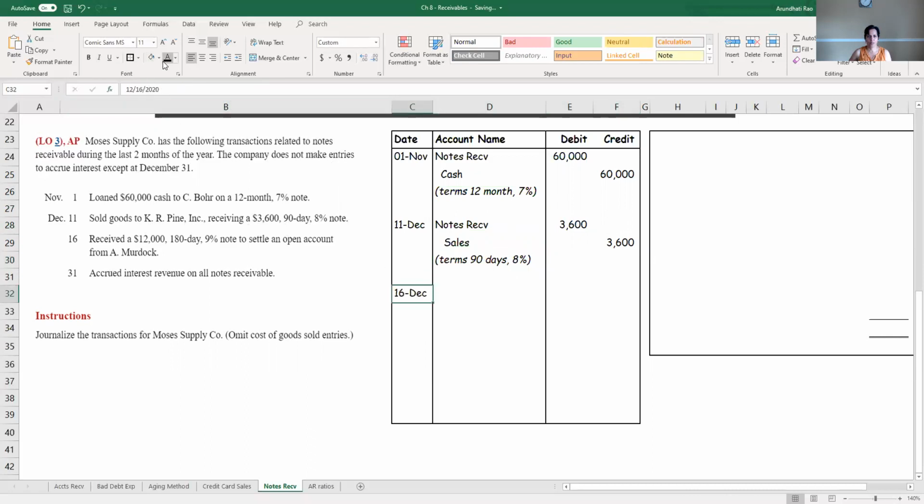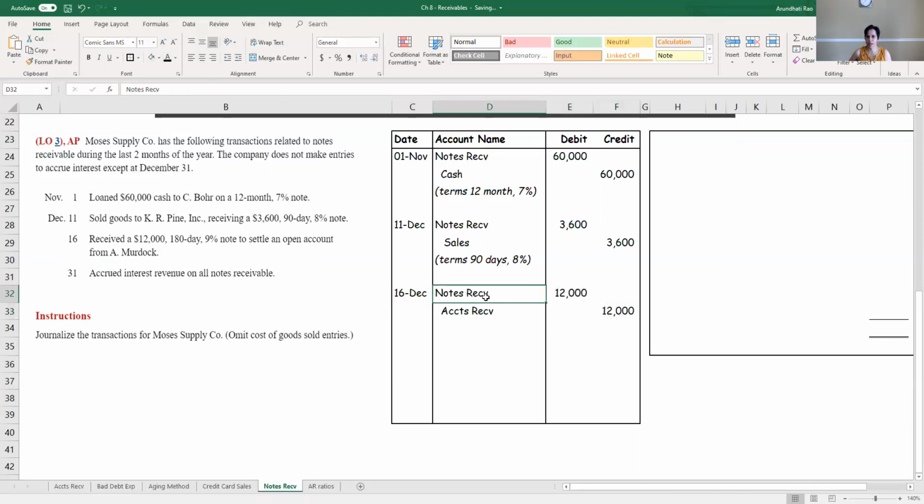The next transaction I have is on the 16th. I have received a $12,000 180-day note, 9%, to settle an open accounts receivable. So Murdoch Company owed me money, $12,000. It was due on December 16th. Obviously, they couldn't make the payment, so they're saying they need an extension. We're giving them a 180-day extension. But now what we're saying is we're going to charge you 9%. Remember, on accounts receivable, we typically do not charge interest. But on a notes receivable, we always charge interest because we're basically giving a more generous term over here.